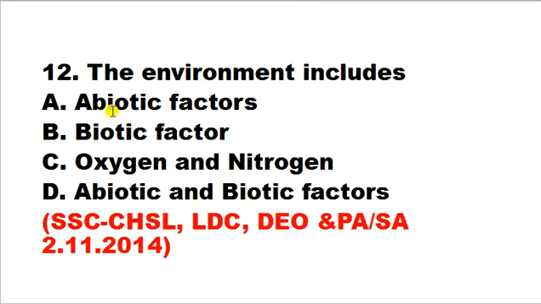The environment includes abiotic factors, oxygen and nitrogen, abiotic and biotic factors. So what is environment? It includes abiotic, that means non-living, and biotic factors, that means living factors. So the environment on earth includes both non-living as well as living, abiotic and biotic factors.